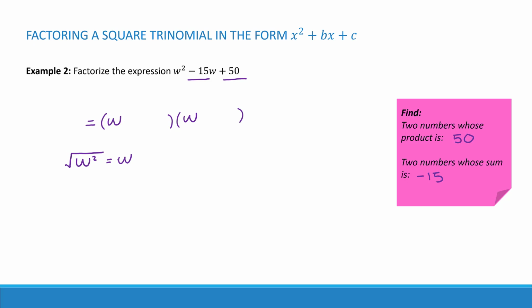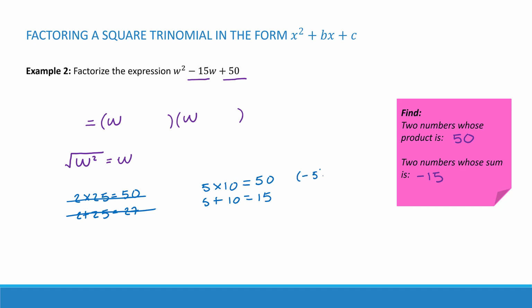So let's look for numbers that when we multiply them, it gives us 50. We can try 2 times 25 because it gives us 50. But 2 plus 25 is not minus 15. So 2 and 25 don't work. Let's look for other numbers. Let's try 5 times 10. 5 times 10 is 50. And 5 plus 10 is 15. It's not the sign we need. So let's try changing the numbers.